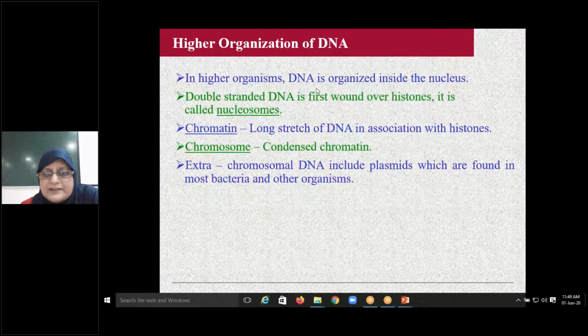Now in the higher organisms, DNA will be organized inside the nucleus. So double-stranded DNA is first wound around the histones to form the nucleosomes. Then 6 fibrils of nucleosome will form chromatin, which is nothing but long stretches of DNA in association with the histones. Then this chromatin, when it becomes condensed, forms the chromosome. Then there is also extrachromosomal DNA. These include the plasmids, which are found mostly in bacteria and other organisms.